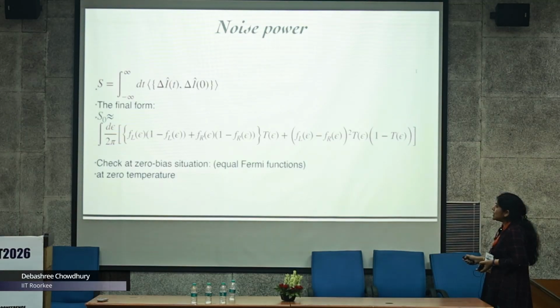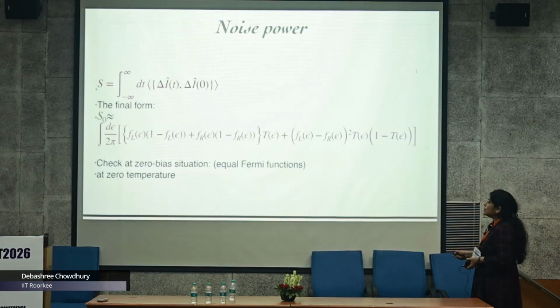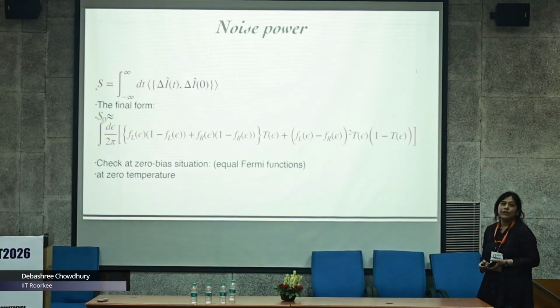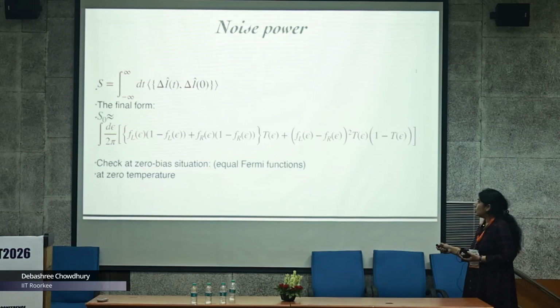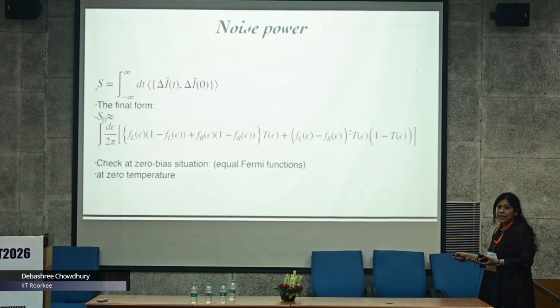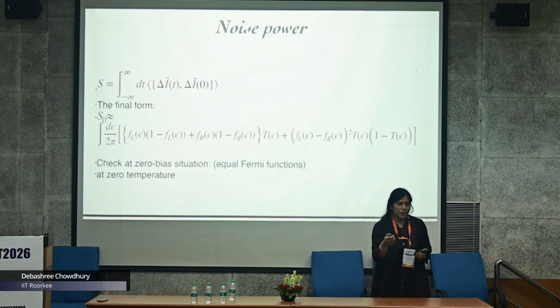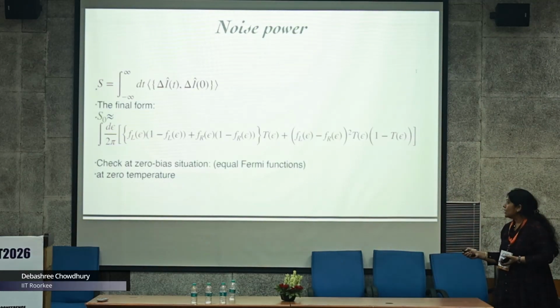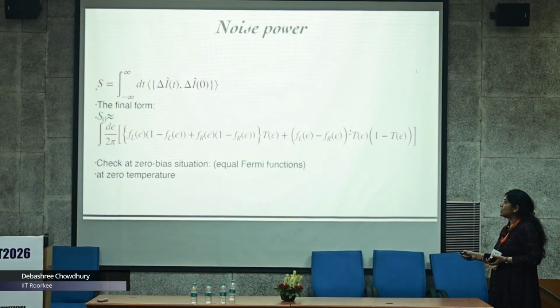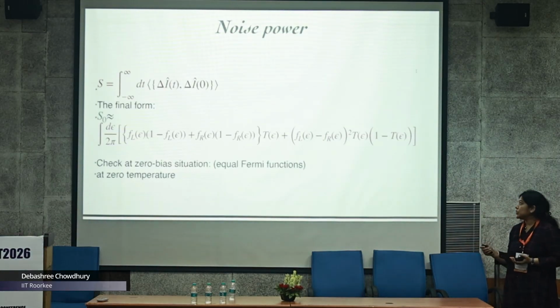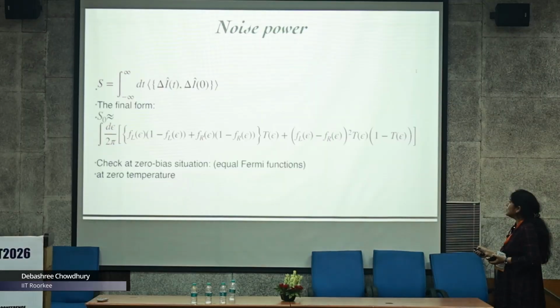The first term you can see is appearing due to the thermal fluctuations. Once you have the T equal to 0 case, this f into 1 minus f goes to 0, because f is a step function, and because of that, if you take T equal to 0, this goes to 0. So this is the thermal fluctuation part, and this part is because of the partitioning I just mentioned. Here it is 0 when you have no biasing.